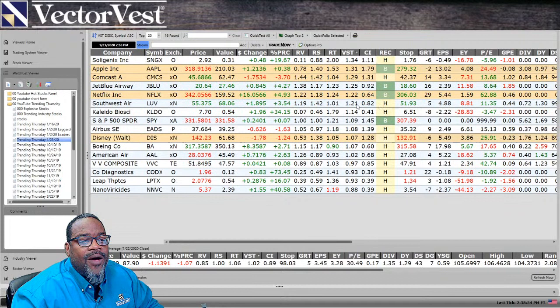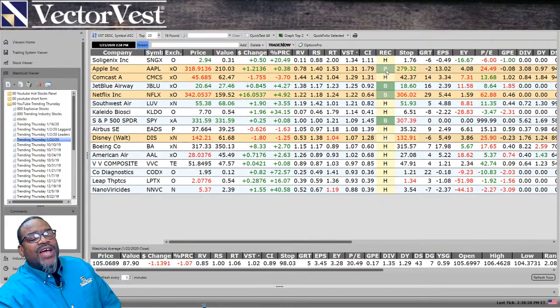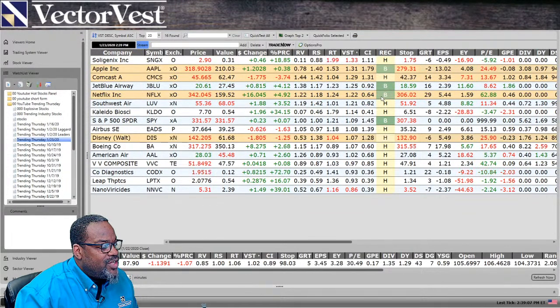Out of this list now, who's got a buy? Apple's got a buy. Why? Because they are still my favorite stock in the whole wide world. How about Netflix? The only other stock in this list that's a buy recommendation out of the stream war people. Interesting. All right, let's right click on them.